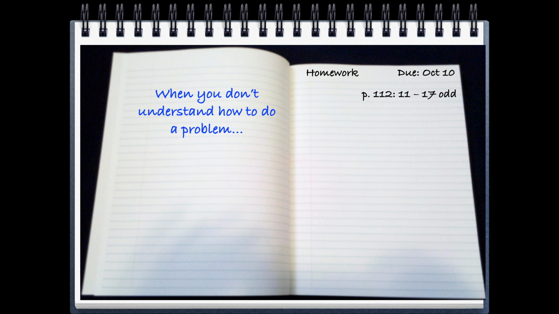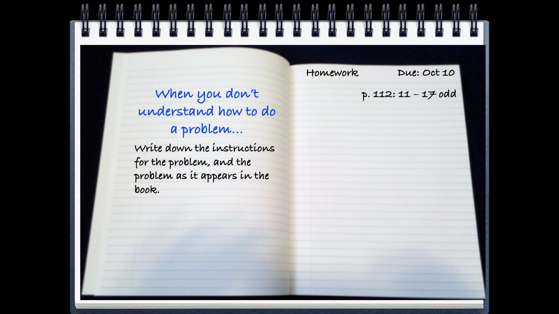If you don't understand how to do a problem, what I'd like you to do is this. Write down the instructions for the problem and the problem as it appears in the book. Don't just leave the space blank. I want you to write down the instructions for the problem and problem as it appears in the book. And it might be something like this.